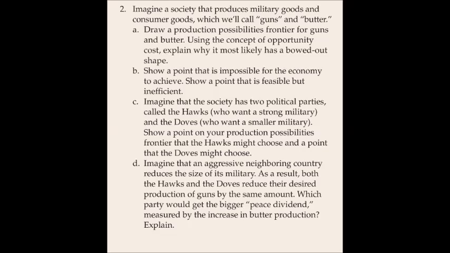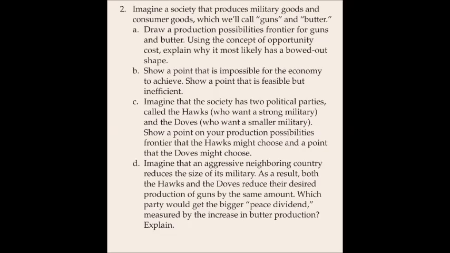Now part B. Show a point that is impossible for the economy to achieve. Show a point that is feasible but inefficient. So all points beyond the PPC, or above the PPC, are impossible for the economy to achieve. And all the points inside the PPC but not on the PPC are feasible but inefficient. So all points on the PPC show the most efficiently utilized resources and the various combinations of goods and services produced in the given economy.